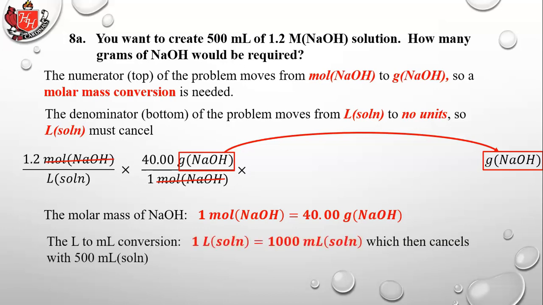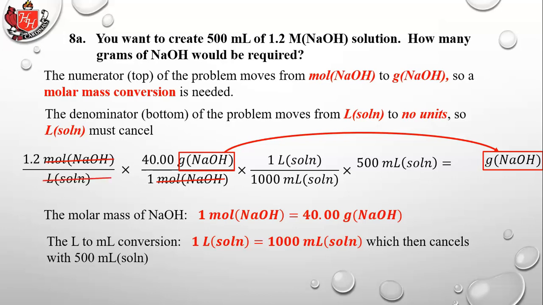So the liters to milliliters conversion is 1 liter equals 1,000 milliliters, which then cancels with the 500 milliliters of solution. Okay, so we're going to go ahead and put that standard conversion of liters to milliliters, and then we're going to multiply on the top by 500 milliliters. Again, why did you do it this way? Because it makes the units cancel.